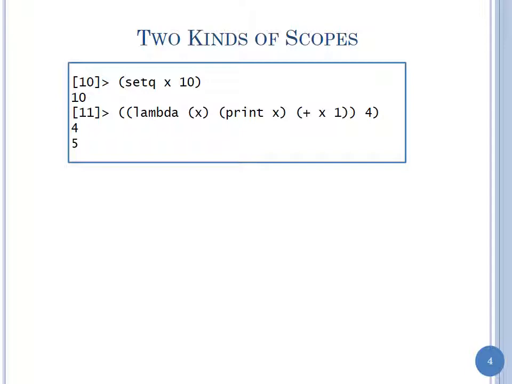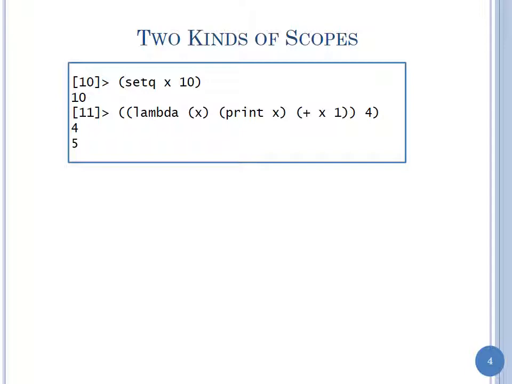Okay, so do we have to do something to our environment? Okay. And I'm kind of claiming through this slide that I have two kinds of scopes. So let's look at it. I can do setq x 10. Okay, and we know that in the environment x should be bound to 10. That's one scope.